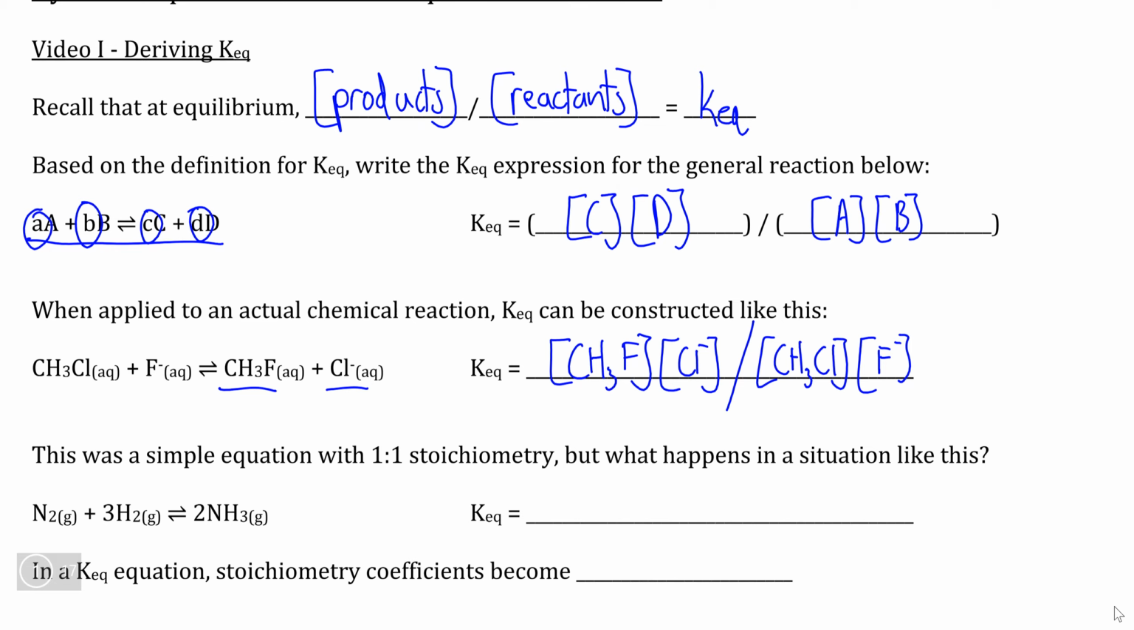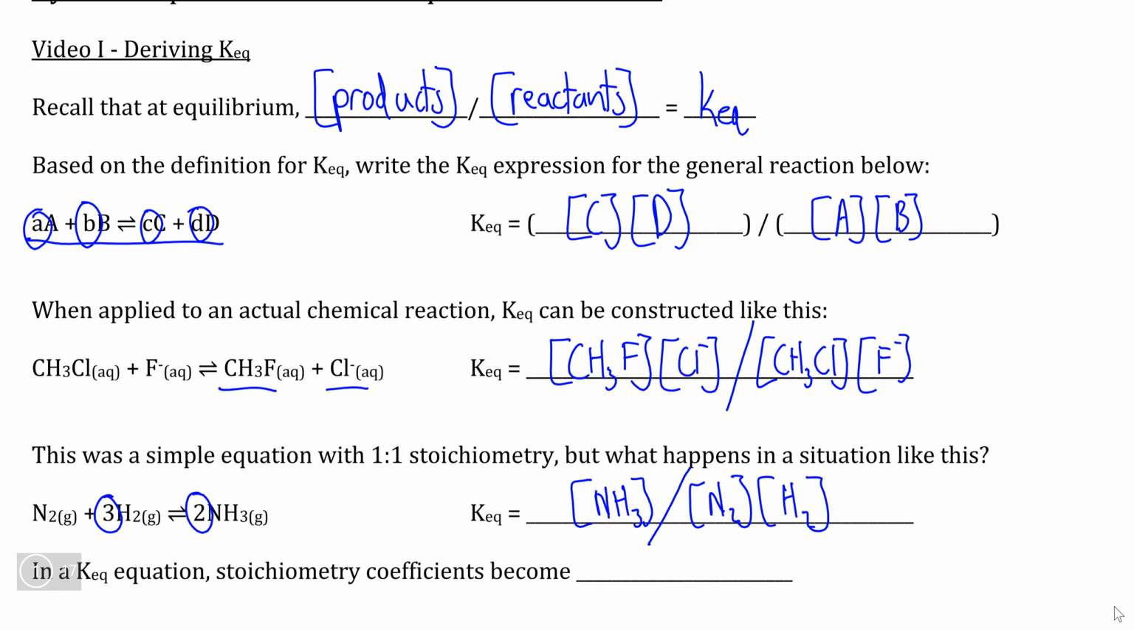Now we can start off the same way by writing this form of the expression for the synthesis of ammonia. So the concentration of ammonia, because it's our only product, divided by the concentration of our two reactants, nitrogen gas and hydrogen gas, multiplied by each other. So now comes the question, how do we deal with the stoichiometry coefficients?